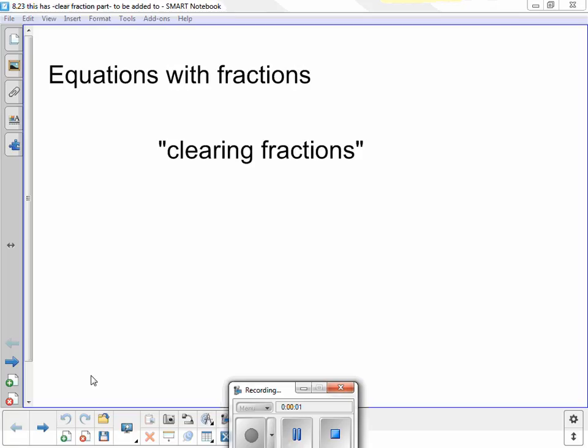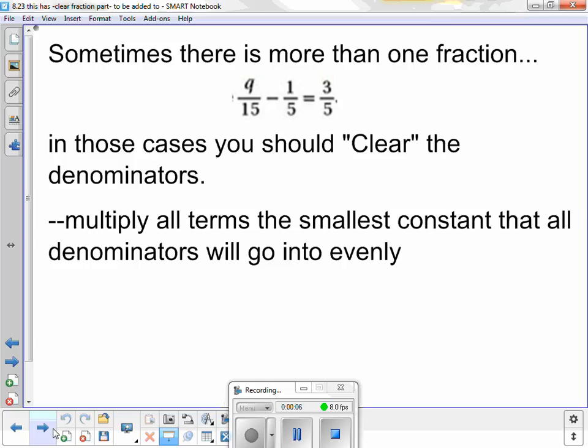All right, so let's talk about equations with more than one fraction in them. Sometimes there is more than one fraction in an equation, like the one shown. In those cases, you should clear the denominators. The way that I'm referring to clear the denominators is to look at the denominators first. Decide on the least common multiple of the different denominators that you're given, that each of the denominators can divide into. Sometimes it's a matter of just multiplying the denominators together.